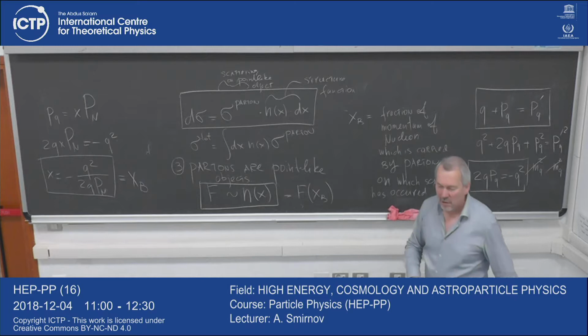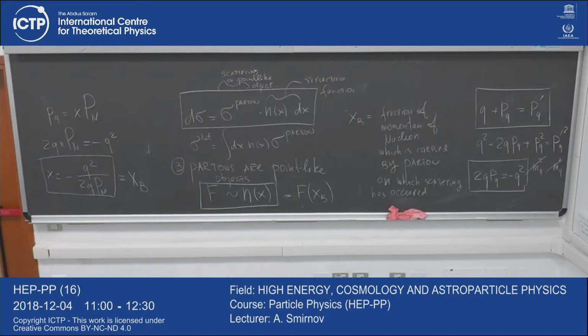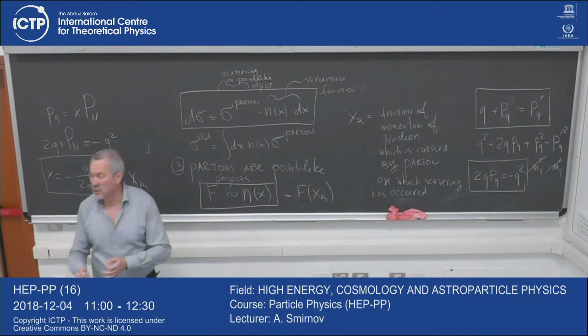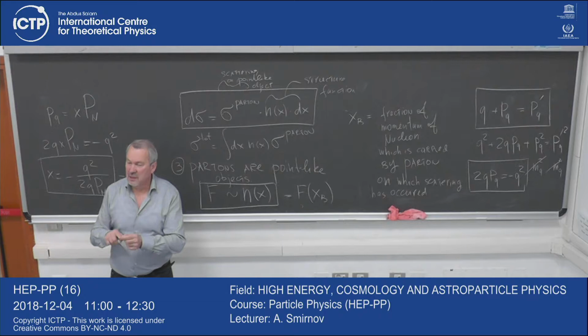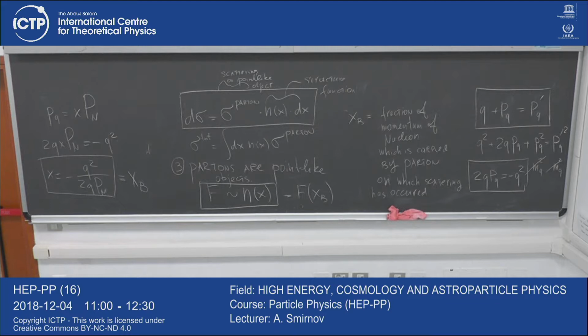So, if you see some event in which we have this Bjorken variable xb, it means that for a given event, we measure what is q squared, and we know the momentum of the initial nucleon. So we can find for each event what is x. And the meaning of this x is that it gives us the fraction of momentum of the nucleon which is carried by the parton on which scattering occurred. Okay? So variable xb is essentially the momentum fraction of the parton on which scattering occurred.